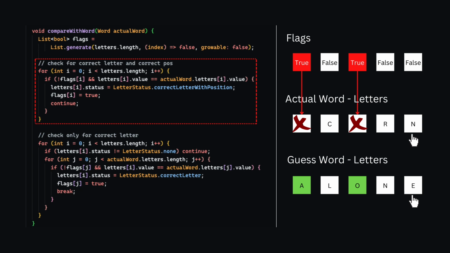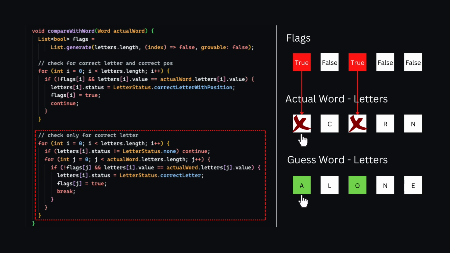Now comes the second section of this method. This part is responsible for checking if the letter is correct. It doesn't care about the position. Unlike the previous section, we have a for loop enclosed within another for loop. So how it works basically is, for every letter in the guess word, it will run through every single letter in the actual word. So this loop will run 5 into 5, 25 times.